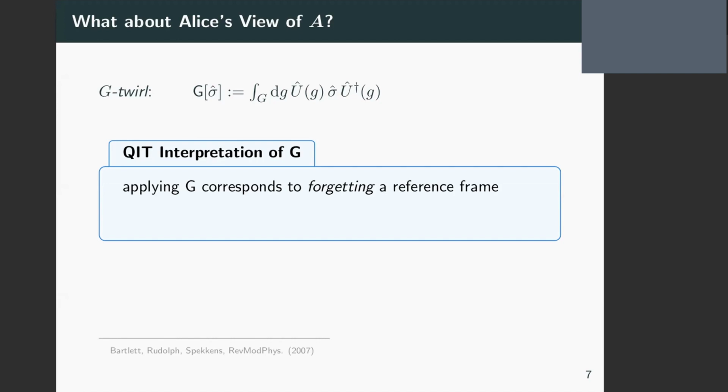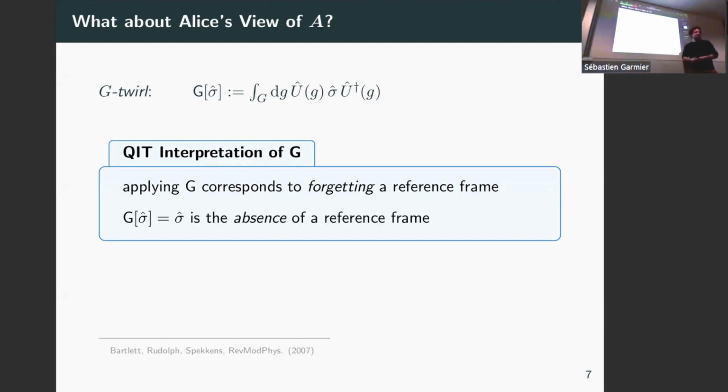And so we say that applying the cheat world for state is equivalent to just forgetting that you have a reference frame, or throwing it away, or somehow losing it. And this is actually the basis of the quantum information theory of quantum reference frames. So similarly, if you have a state which is already invariant under this cheat world, then you're already in this state of not having a frame. And so we say, then there is no frame. So these are the two pillars of quantum information theory on which the framework is then built.